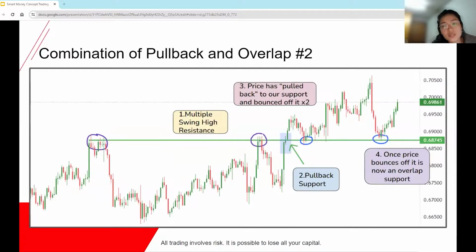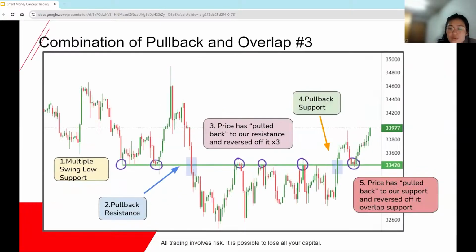Okay, another example, we have two swing highs that line up, the purple circles. And price has surpassed this level and has become a pullback support. So we can expect price to retrace to this level. Take note of the blue circles here. Price bounces off this level twice, making it a strong overlap support.